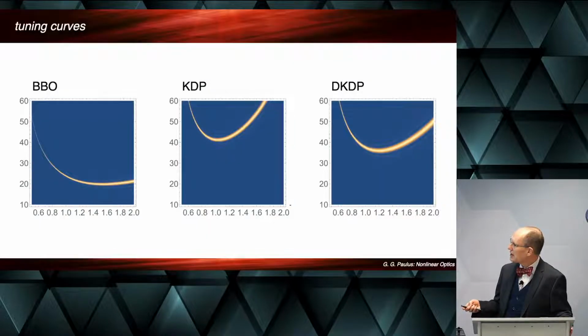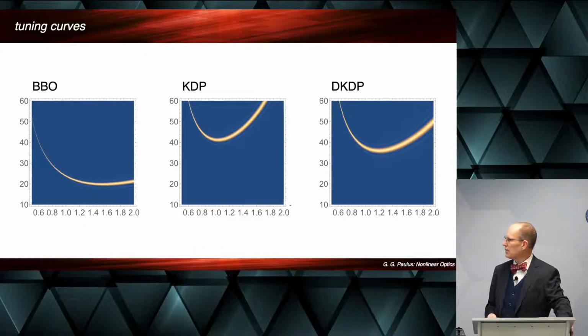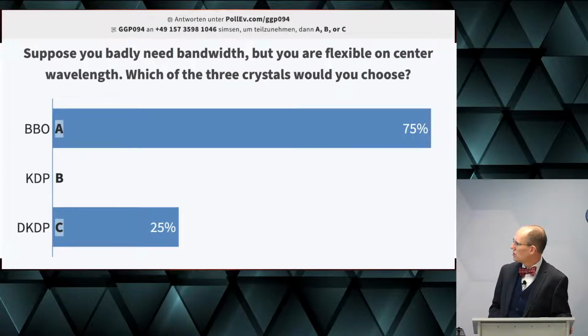So let's go back so that you can look at these again. Yeah? So the question is, which of these 3 crystals would you choose if you're flexible on the wavelengths? Yeah, but you want to do frequency doubling here. Yeah, so these are tuning curves for these 3 crystals, each 0.5 millimeter thick or so. And now the question is, which one would you choose?